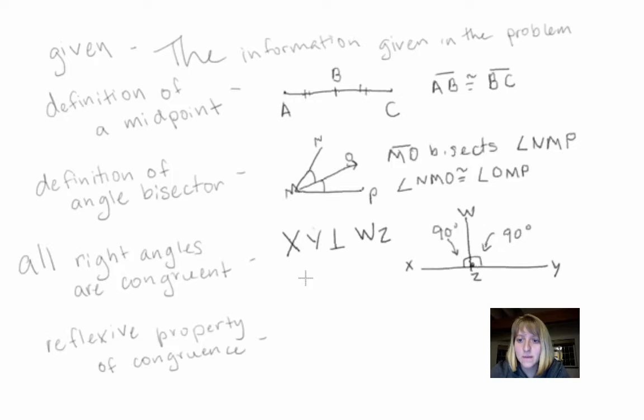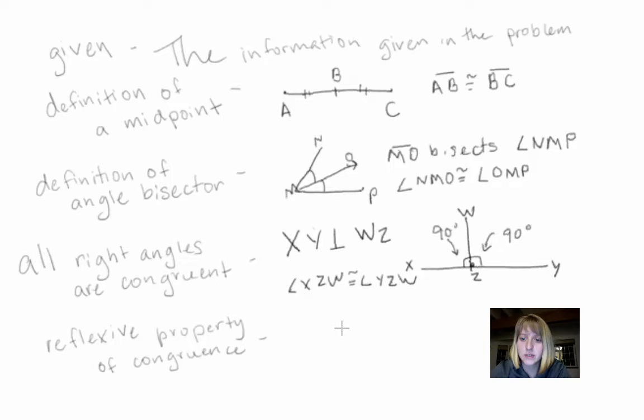So if you need to make the statement that this angle is congruent to this angle, angle XZW is congruent to angle YZW, the reason for that would be that all right angles are congruent. We know that angle XZW is 90 degrees, and we know that angle YZW is also 90 degrees. So the reason being would be all right angles are congruent.